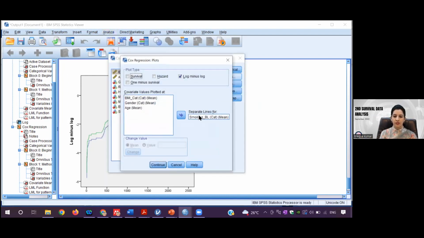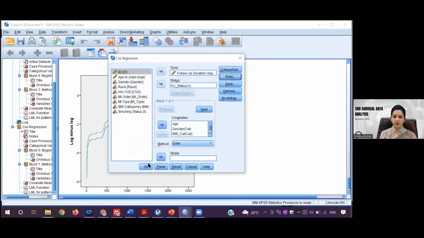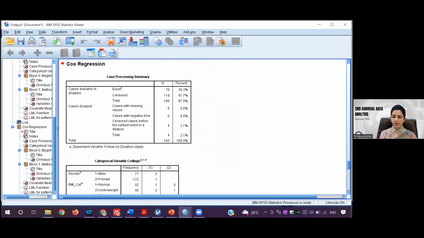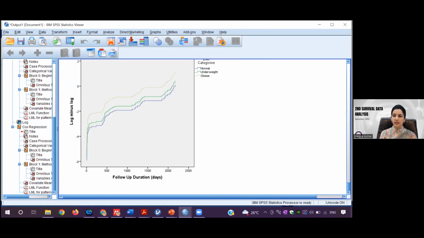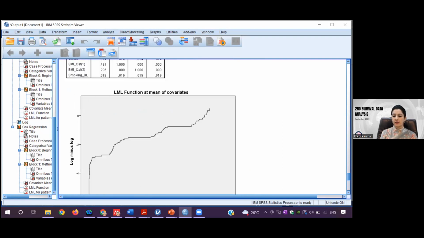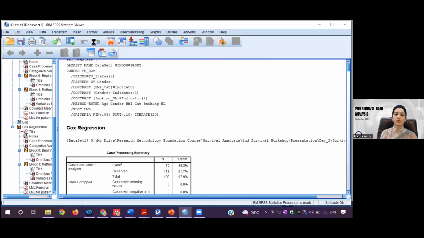I'm just writing. Again, I can try for the other variable. So I'll go to plot, move this back, press continue and press OK. Then you can see here, what is your opinion regarding this BMI category? This is also met. So BMI category is also met. Then I can go ahead with this model.